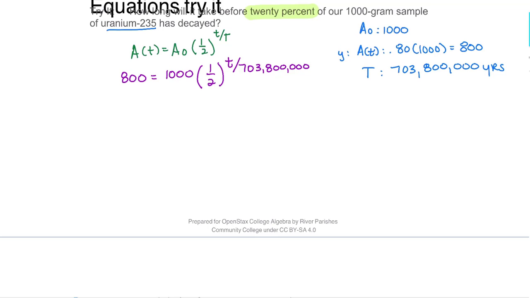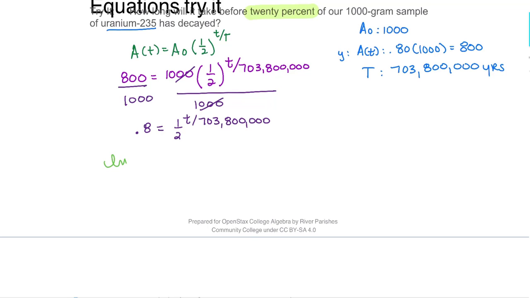Okay, so we want to solve this. You might think, how in the world? But we're going to use those techniques that we learned previously. So this is an exponential function. So what we can do is divide both sides by 1,000 so that we can get the base and the exponent by itself. So 800 over 1,000 is 0.8 equals 1/2 to the t over 703,800,000. And if you will recall, when we have exponential form and we're kind of stuck here, they told us to take the natural log of both sides.